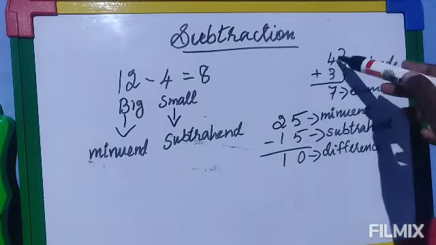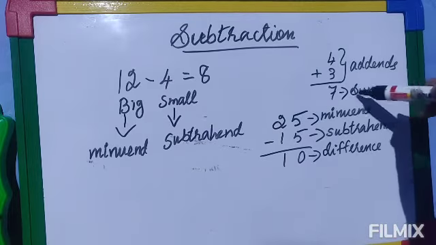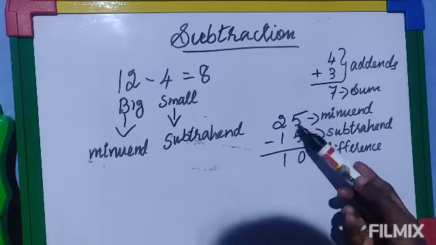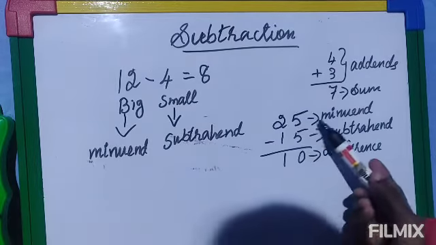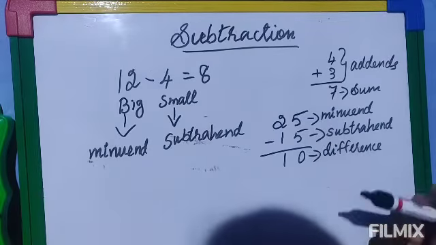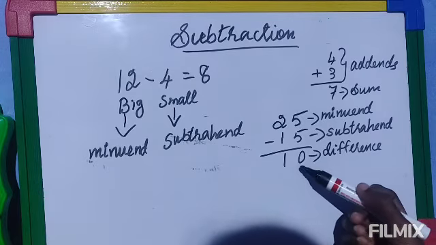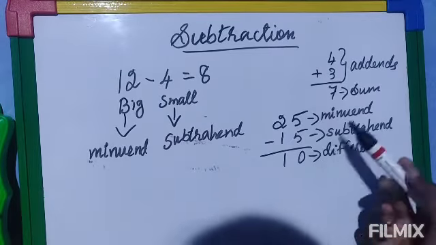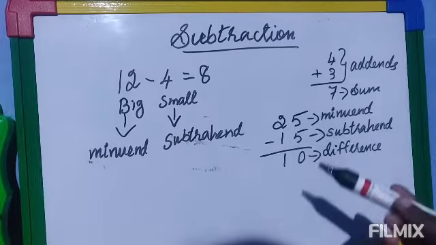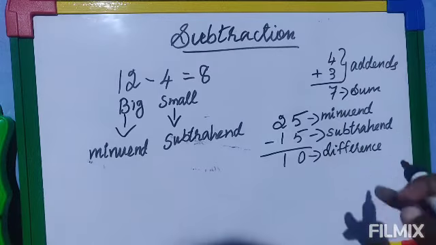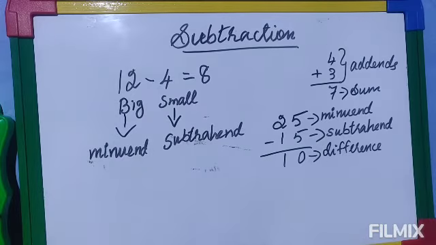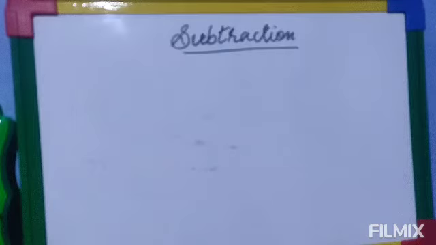In addition, the adding numbers are called addends. The answer is called the sum. In subtraction, there is a bigger number and a smaller number. The bigger number is called minuend, the smaller number is called the subtrahend, and the answer is called difference. So keep in mind. I may be asking this in the exams, in fill in the blanks or choose the best answer. So keep in mind and learn this.